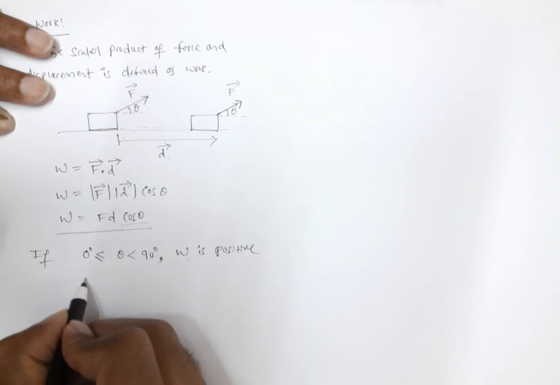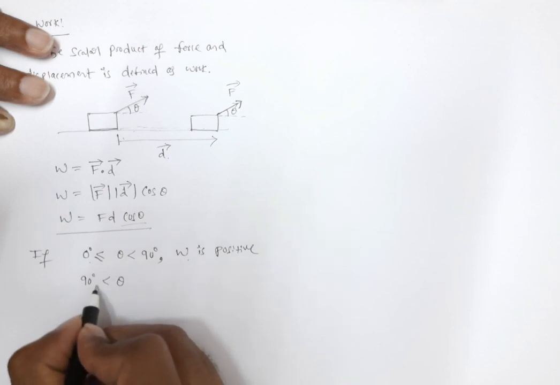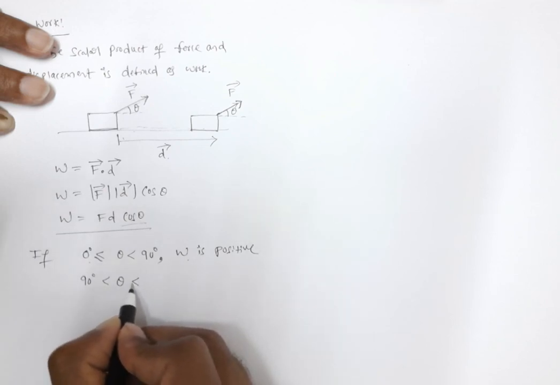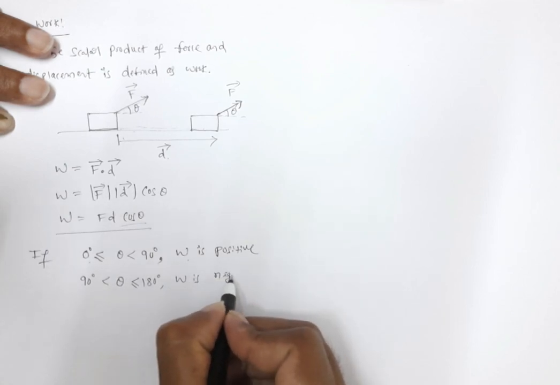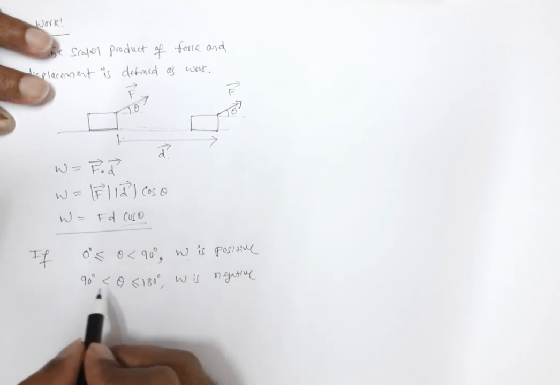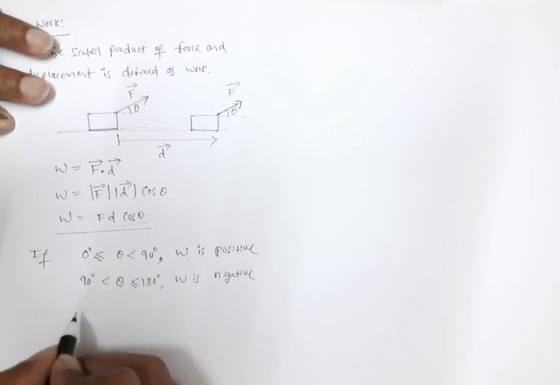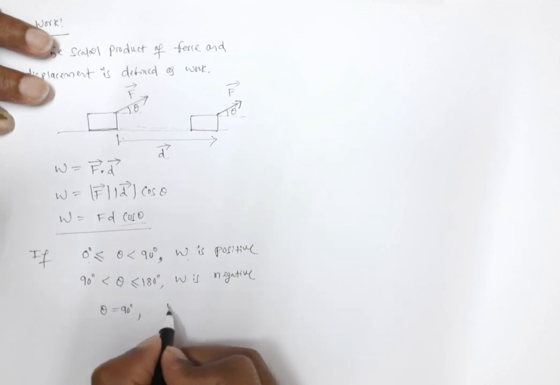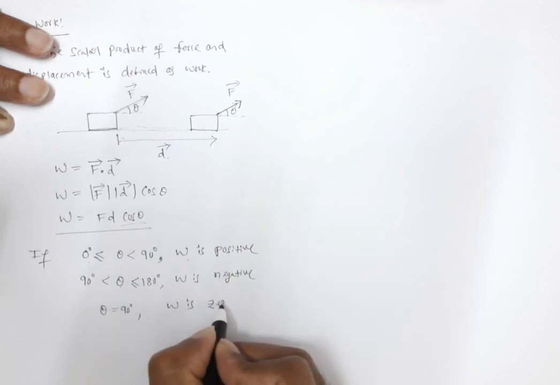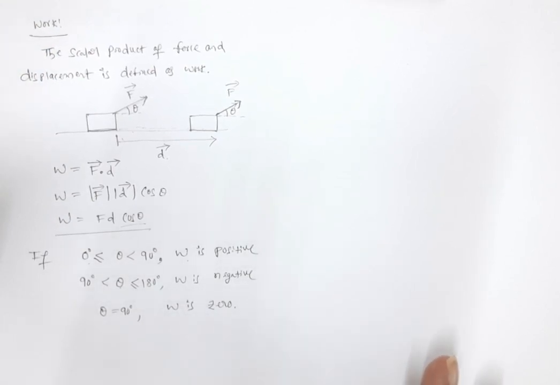But if theta value is greater than 90 degrees and less than or equal to 180 degrees, W is negative. For all the values of theta greater than 90 degrees and less than or equal to 180 degrees, work done is negative. But if theta is exactly equal to 90 degrees, work done is 0, because cos 90 degrees is 0. So that's why work done also becomes 0.